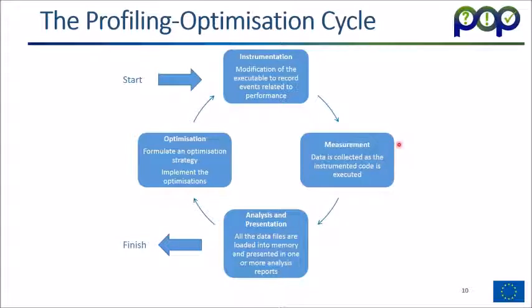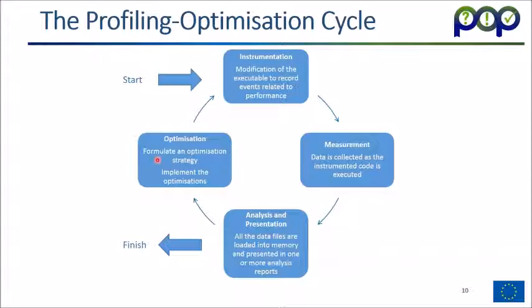And that leads us on to the measurement phase, where you actually run this instrumented code, and that records data for those events. And so after that, you take that data and you present it in various reports using one of the tools. So this could be a different tool to the one used to take the measurements initially. And then this process allows you to, in the next phase, formulate an optimization strategy.